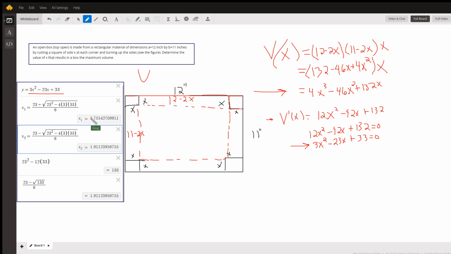Now we have to reject this answer because if we cut that amount from each end, we'll be over 11 inches. So this is too big, but this one's not. So we're going to cut a square from each corner that's about 1.9 inches. Here is an exact answer.